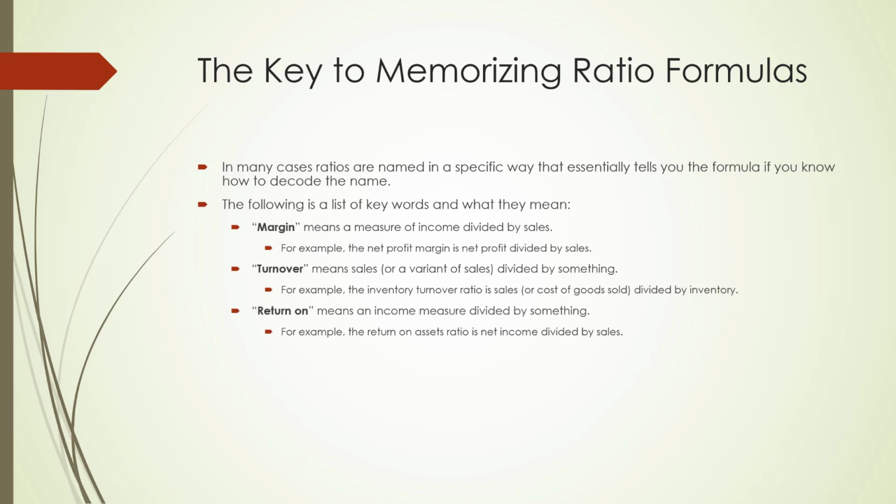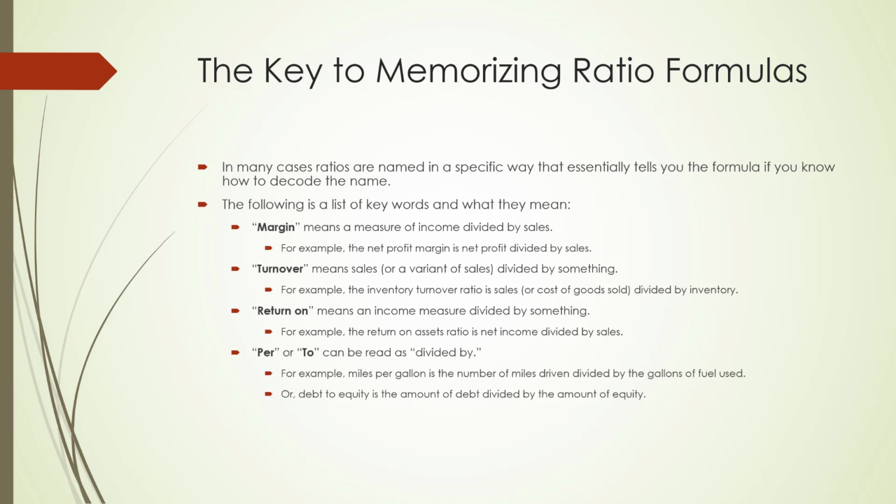Return on means an income measure divided by something. So for example, return on assets is net income divided by total assets. Now I just noticed that it says net income divided by sales. I'll have to correct that. It's net income divided by total assets. And then finally, the words per or to can be read as divided by. So I mentioned miles per gallon earlier. That's simply the number of miles driven divided by the number of gallons used. Or debt to equity is the amount of debt divided by the amount of equity.